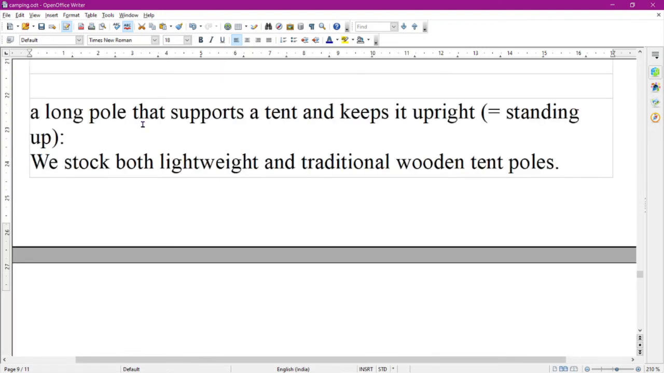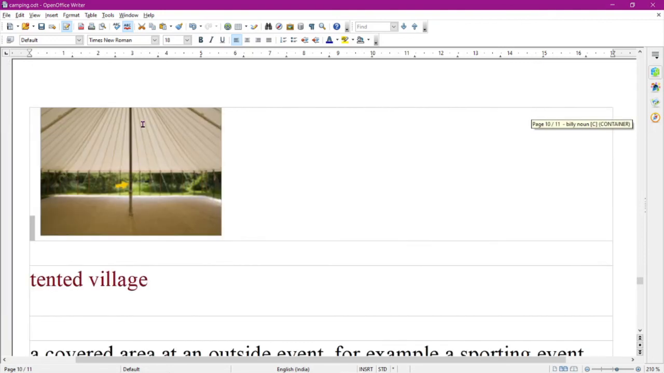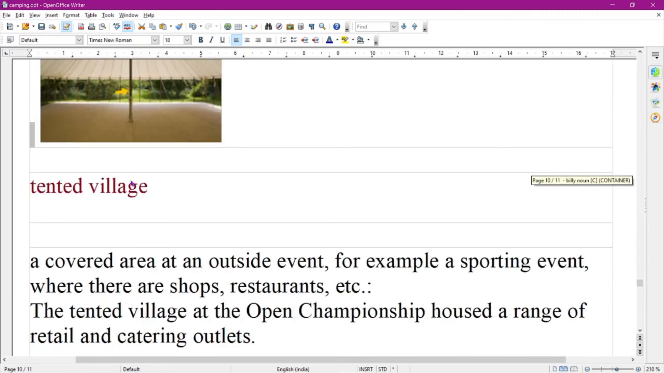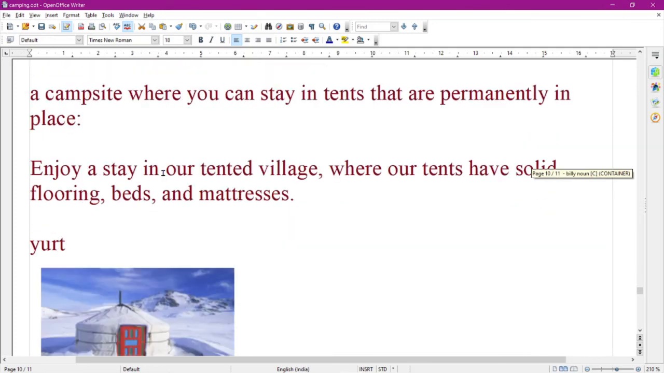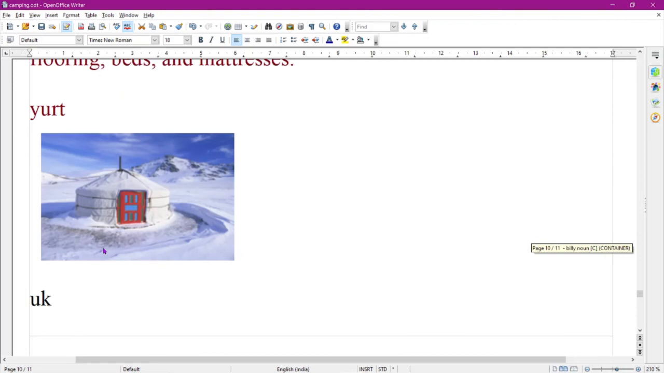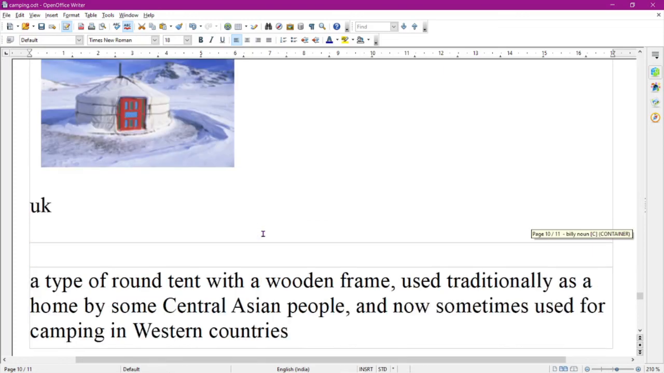Next is tent pole. This is known as tent pole, the center portion which supports. The last one is yurt. The difference is that it's rounded, not the regular shape. A yurt is a type of round tent with a wooden frame used traditionally as a home by Central Asian people.